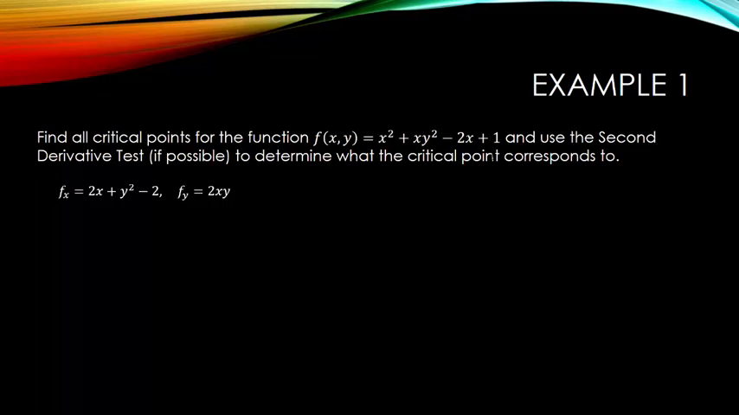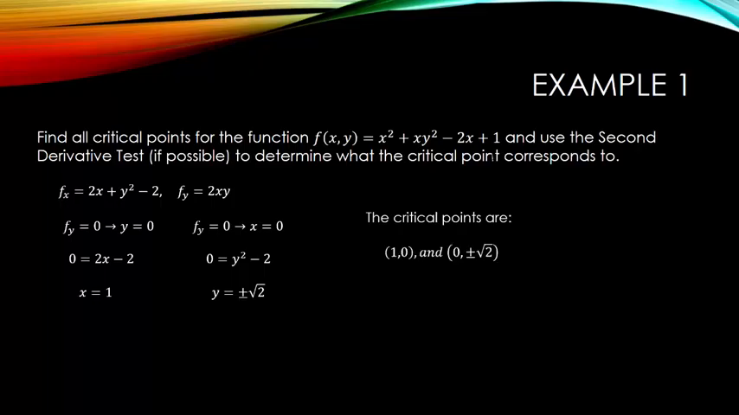If I look at fy equal to 2xy, fy has to be equal to 0, which means that y can be 0, and that gives me 0 equals 2x minus 2, or x equals 1. Similarly, for fy equal to 0, x could be 0. This gives me 0 equals y squared minus 2, so that y could be plus or minus square root of 2. My critical points are going to be (1, 0) and (0, plus or minus square root of 2).